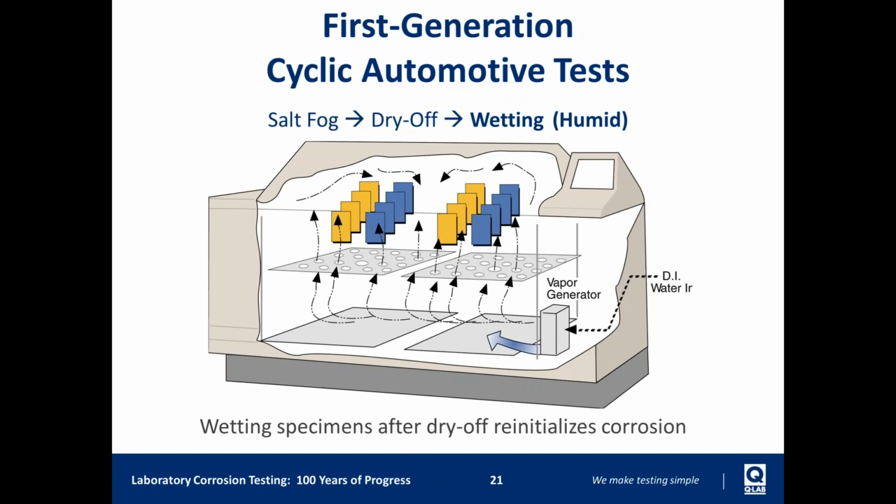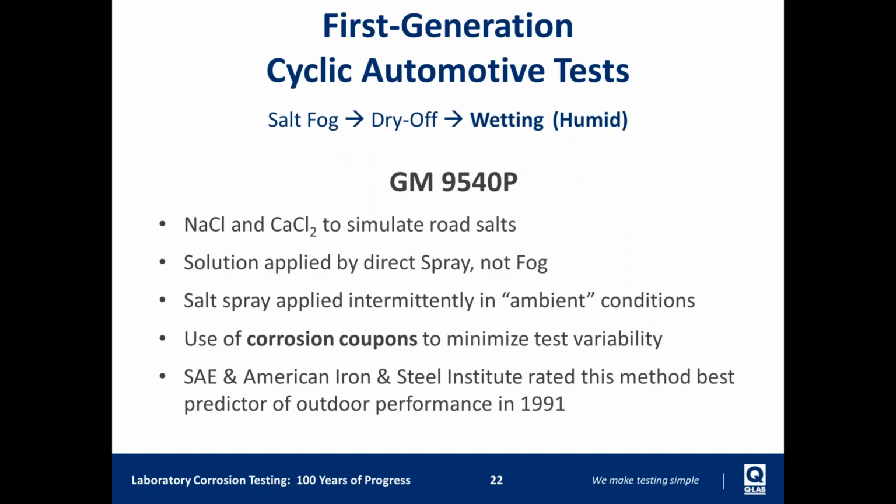So to go one step further, what they said is things outdoors are not necessarily exposed to just salt and dry. A lot of times the air becomes humid. You might have rain conditions that don't necessarily have salt, but do cause some wetting to happen on the panels. And they wanted to simulate that. The most notable one that we're going to be talking about is General Motors 9540P. So this is an automotive test.